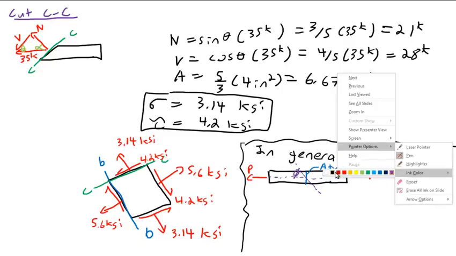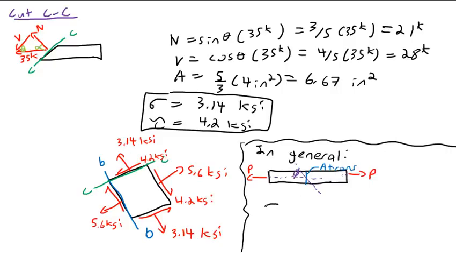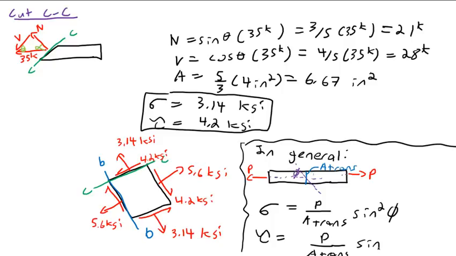Well, in general, the formula for this is sigma equals, and the book will go over the full derivation of this, but you should get some hints of it here, P over transverse area, A trans, times sine squared phi, and tau equals P over A trans times sine phi cosine phi. And those are our general formulas for finding the state of stress in axial members.